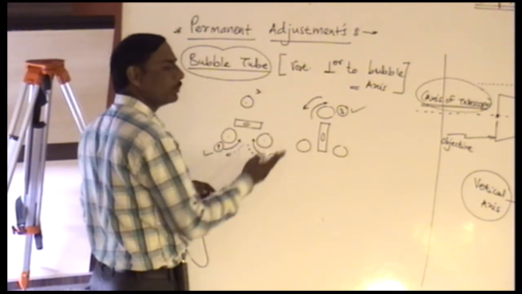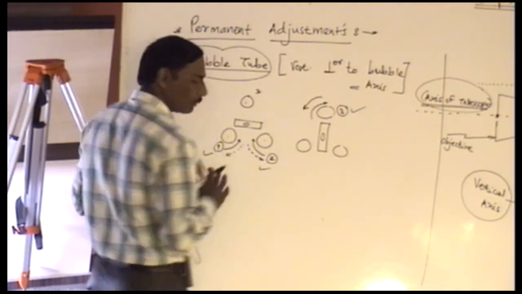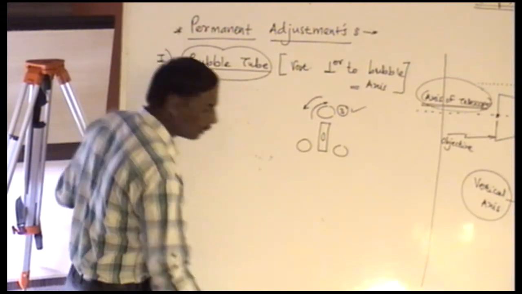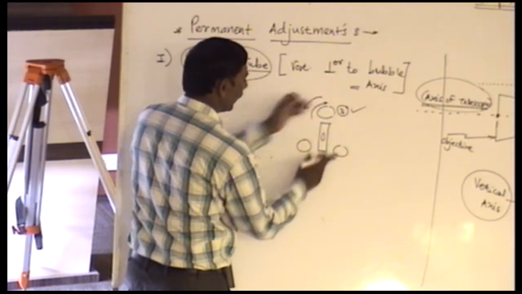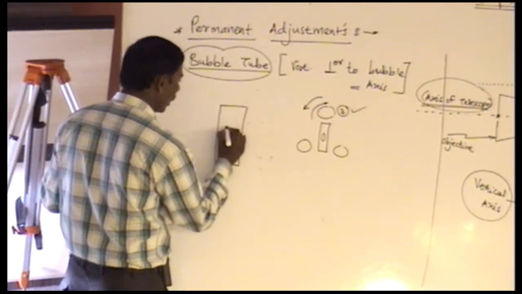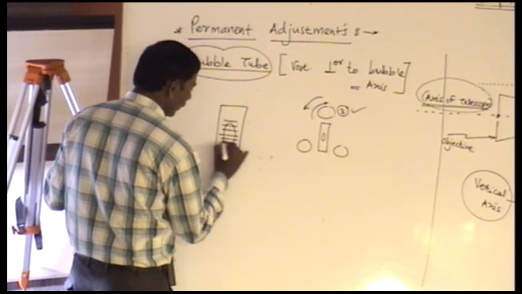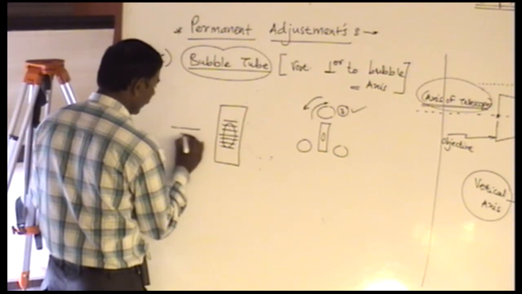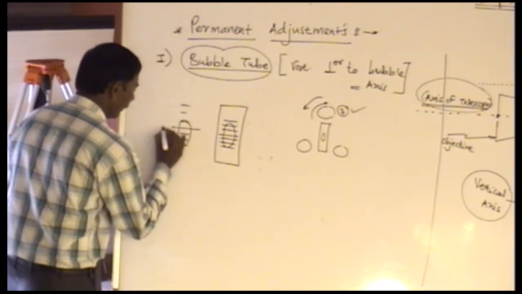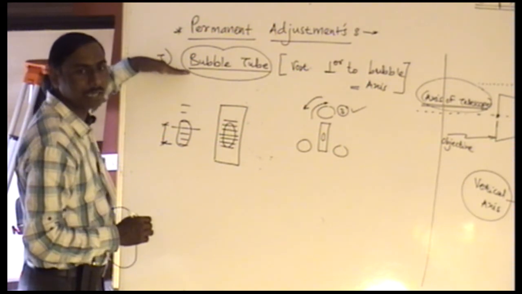Now you turn the telescope, the bubble will be at the center. But what you have to do is, say if this is the last position, then I will turn the telescope by 180 degrees. Whatever the telescope position is, I will turn it by 180, and I will check whether the bubble remains at the center or not. Suppose it is not at the center. It has deviated towards this direction by say 3 divisions. That indicates there is a need of permanent adjustment for the bubble tube.